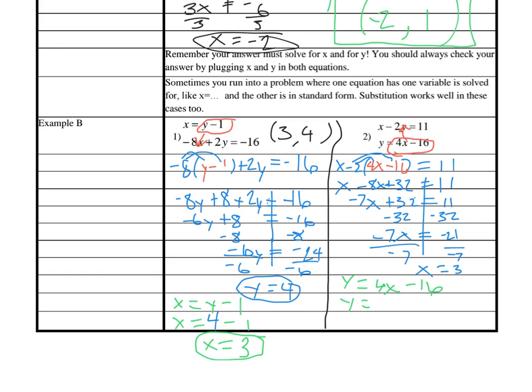So y equals 4 times x, which we discovered x was 3, minus 16. 4 times 3 is 12, minus 16. Y equals negative 4. So then if we wrote our answer as an ordered pair, which again is the point where the two lines would intersect if we graph them, x equals 3 and y equals negative 4.